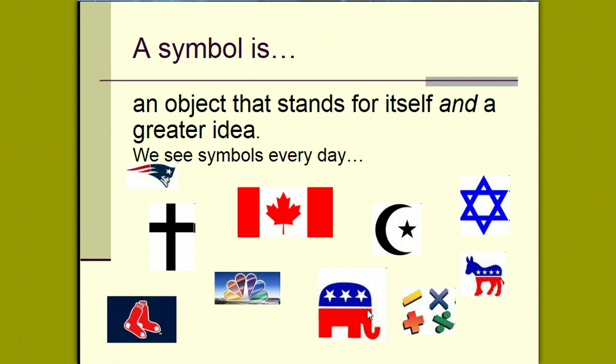Now, over here we have a sort of strangely colored elephant. It has a deeper symbolic meaning now in American politics, just as the donkey over here does as well. It's a donkey, but it is also the symbol of the Democratic Party. All right? So a symbol has one thing on the surface, but then on a deeper level, it means more than that.